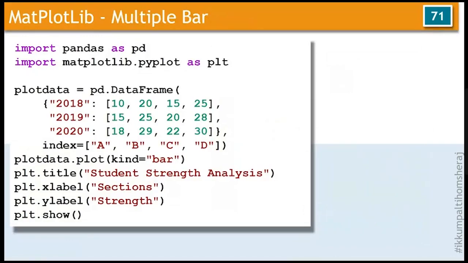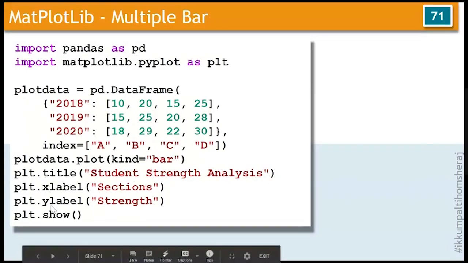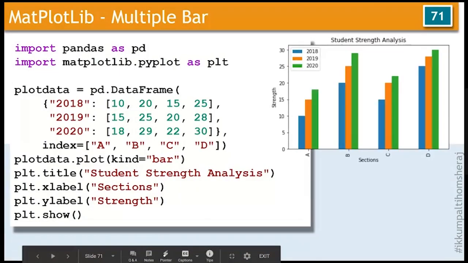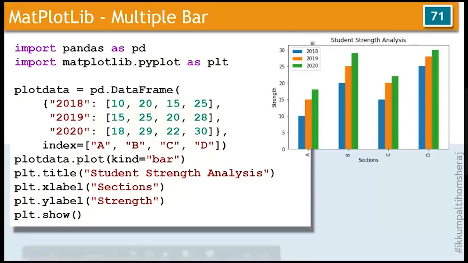Now, if you want to have multiple bars together, in that case, you can make use of a dictionary, make a data frame out of this dictionary, and then you specify plot data dot plot kind is equal to bar, and then title, X label, Y label, and then at the end, when you will say PLT.show, you will be able to see the multiple bars together for different years.